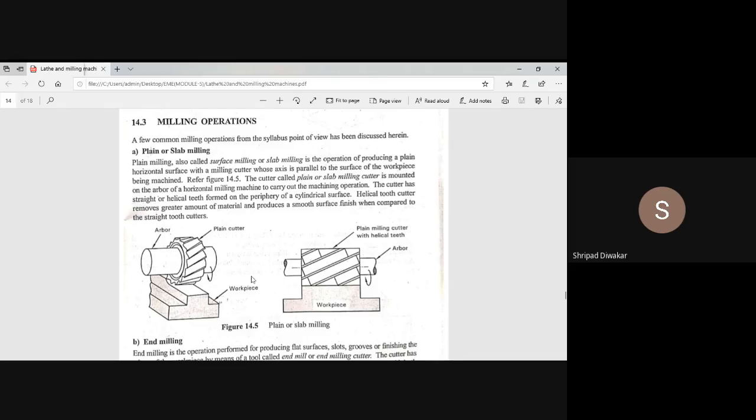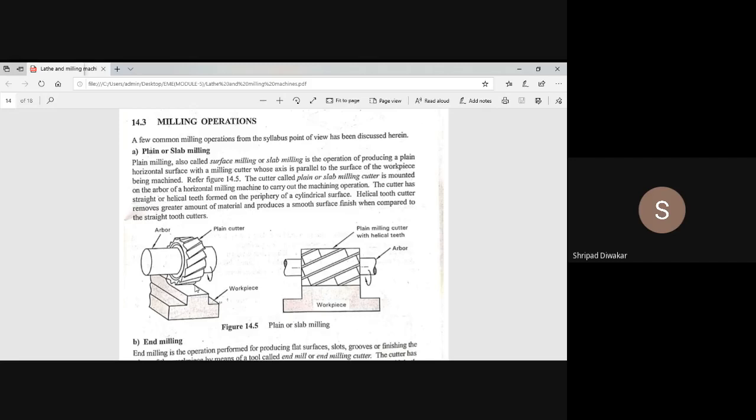Then in operation, we hold the job or workpiece on the work table, and then we fix the milling cutter on the milling machine. Next, we have to switch on the motor. As we switch on the motor, the spindle rotates, and the arbor connected to the spindle also rotates. Hence the plane cutter also rotates, and the workpiece moves. As the workpiece moves, the milling cutter removes the extra metal from the given workpiece, thereby generating a flat surface on it.